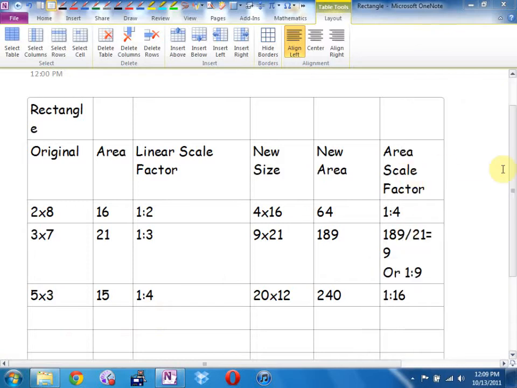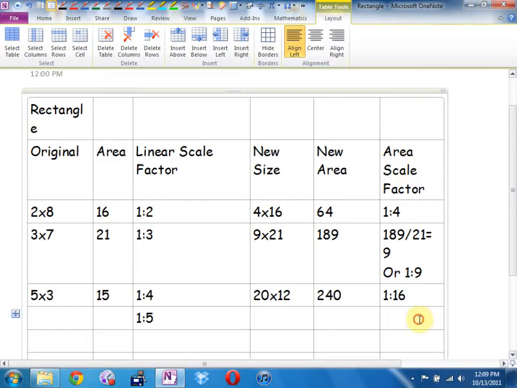You ready? Marcus thinks he spotted the pattern. Let's suppose I told you that the scale factor was 1 to 5. The linear scale factor was 1 to 5. What do you think the area scale factor would be, Martin? Marcus, sorry. How'd you get that? Hang on. Hold on.